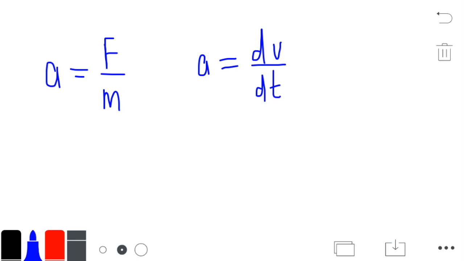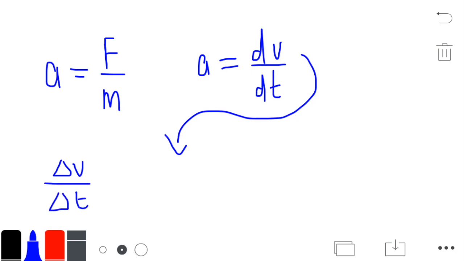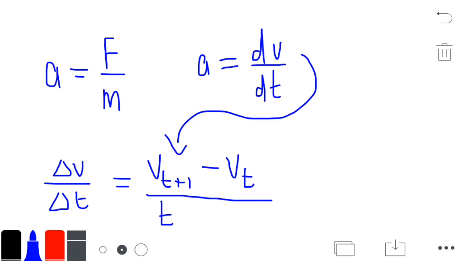And this in turn can be written as delta v delta t. So the difference of the velocity with respect to the difference in time. So we can again rewrite this as the velocity at some time t plus 1 minus the velocity at the current time divided by t at some time in the future minus current time.